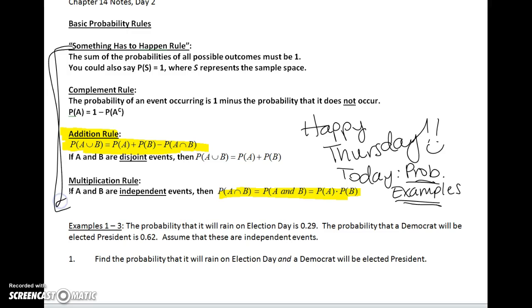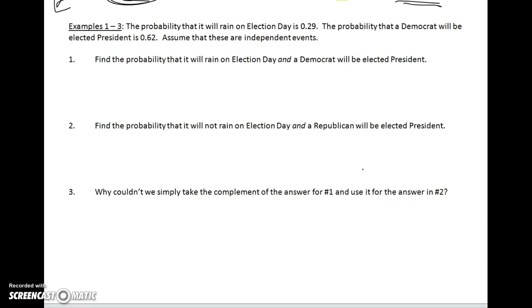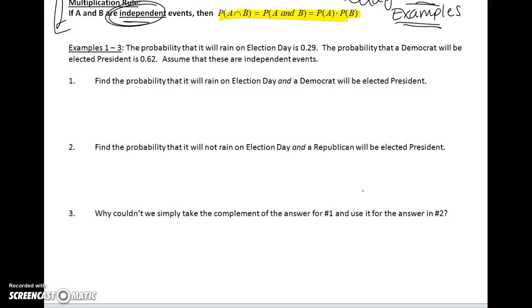Right here we have all of our rules that we talked about yesterday, our two big ones being the addition rule and the multiplication rule. And remember, the multiplication rule applies to independent events, so make sure you're looking for that keyword in many of the problems. Okay, so the first example says the probability that it will rain on election day is 0.29, the probability that a Democrat will be elected president is 0.62, and assume these are independent.